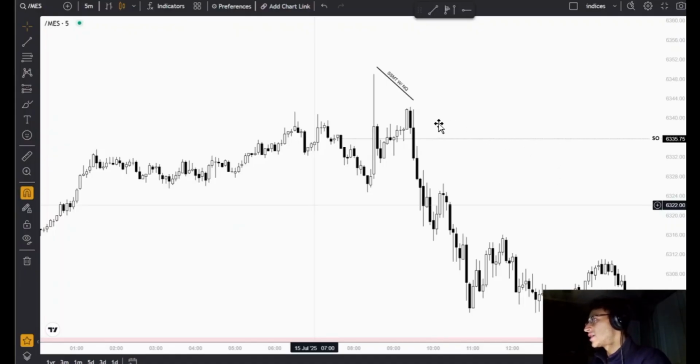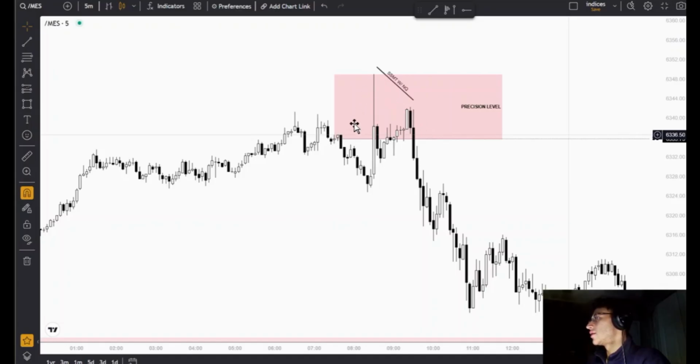Okay, in this case, you can use the consequent encroachment of this wick. That could have been perfect, because the smaller it is, the better it is. Or you could just use the top of this wick, the consequent encroachment of this wick, from the true open, right there. That would be your area of precision, that would be your precision level. Right here, and from here to here, that's our precision level.